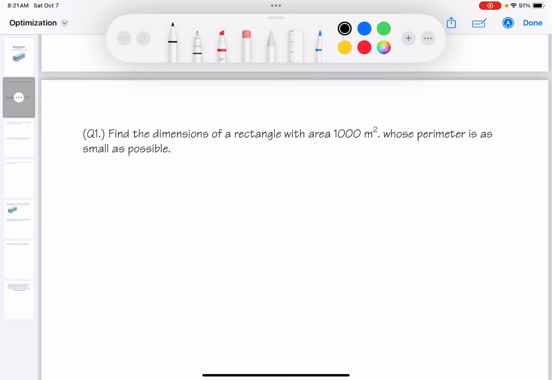Okay, so find the dimensions of the rectangle with area 1,000 square meters. The first thing to do is just draw a picture of a rectangle. I'm going to say X and Y. And then I'm going to say that the area is 1,000, and that's square meters, by the way. That means X times Y is 1,000. What they say is the perimeter is as small as possible. Well, the perimeter is going to equal 2X plus 2Y.